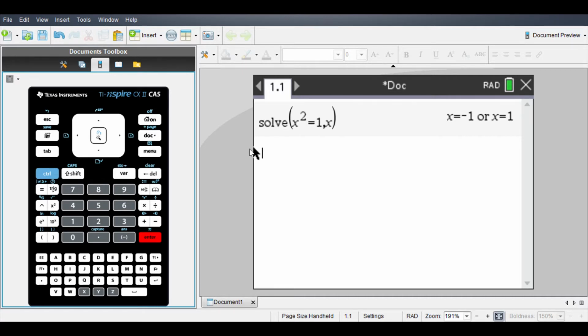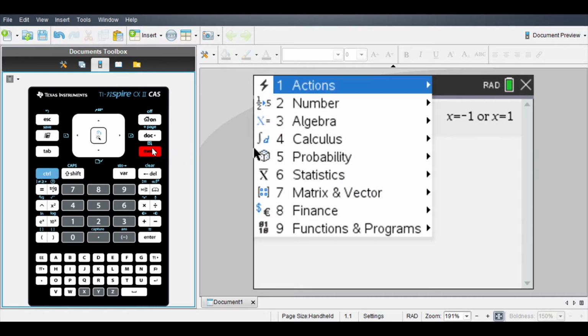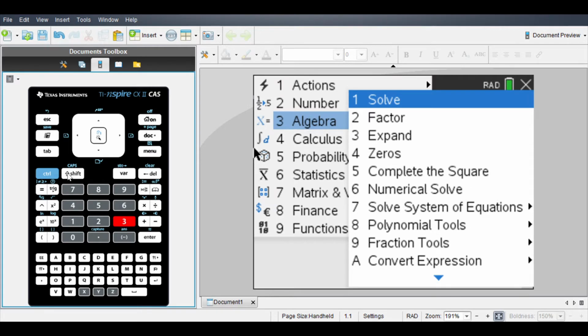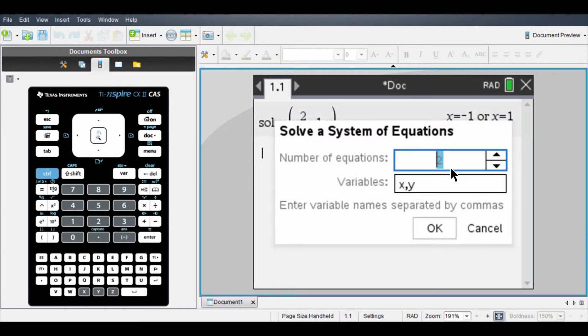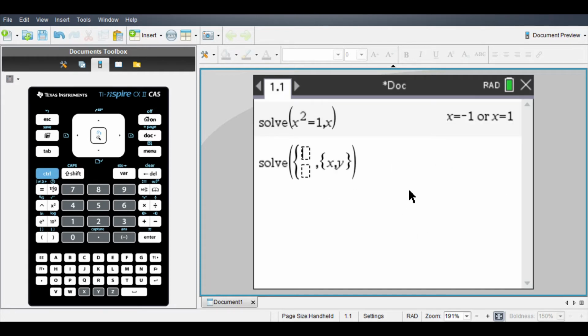You can also solve simultaneous equations by doing menu 3, 7, 1. Now you just need to pick the number of equations and specify the variables, then hit OK. Then you just type in the equations and hit enter, and it solves the two variables. It's too easy, isn't it?